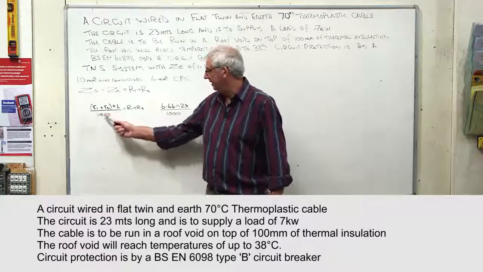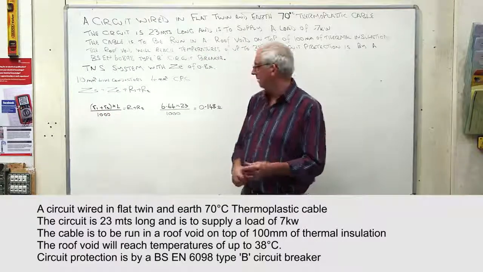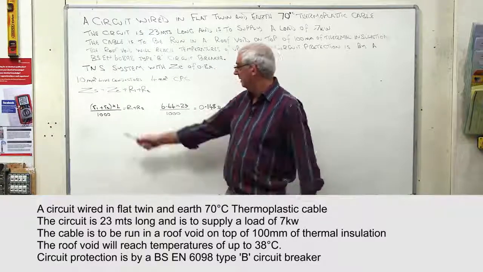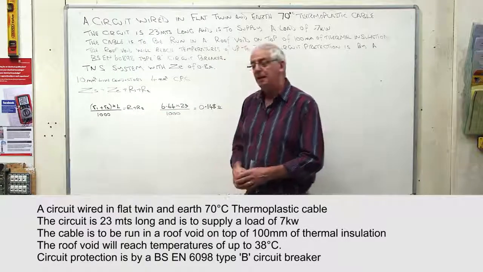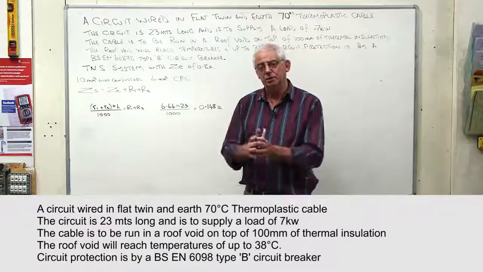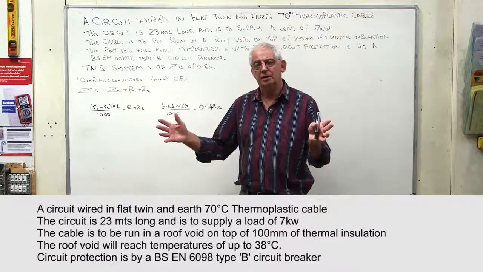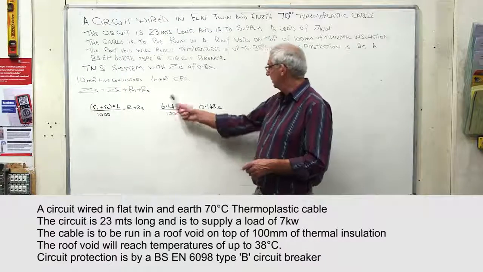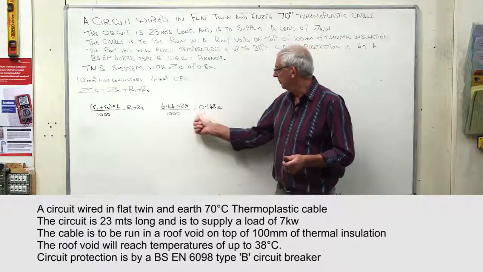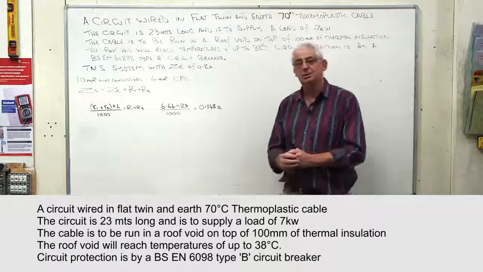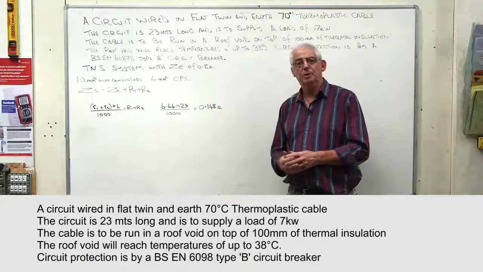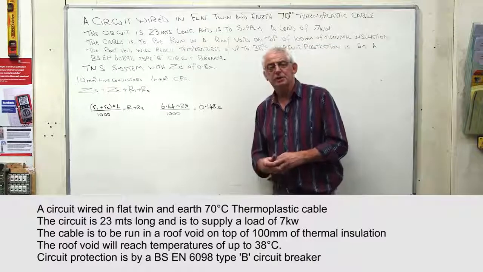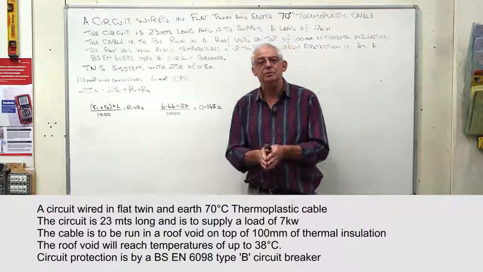So we'll show that in the calculation as little r1 and little r2, times the length, because it is per metre, and divide it by 1,000, and that will give us r1 and r2 for the whole length of that cable. We call that big R1 and big R2. Do the calculation, and I can see that my cable has a resistance of 0.148.